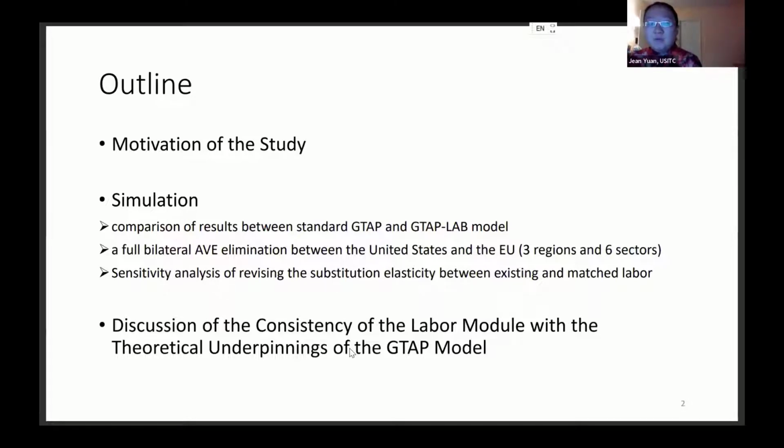Finally, we'll talk about the sensitivity analysis we did. That is, we tweaked the GTAP labor model a bit. We revised the substitution elasticity between the existing and the matched labor, and I will talk about how it changes the simulation results. In the end, I will also discuss the consistency of the labor module with the theoretical underpinnings of the GTAP model.